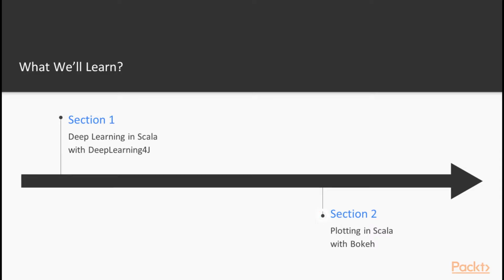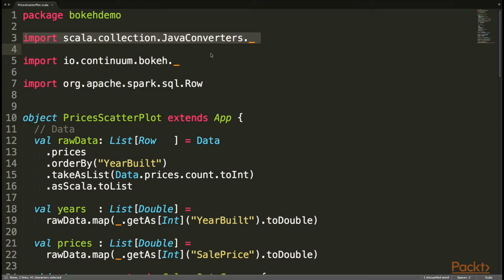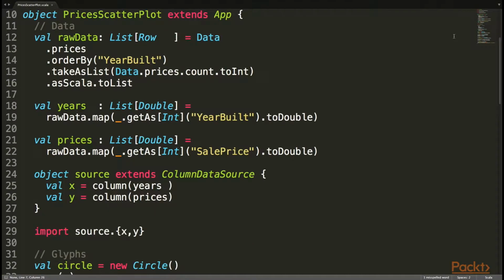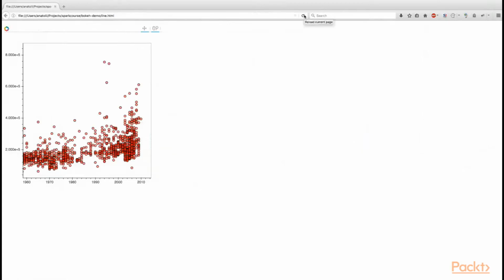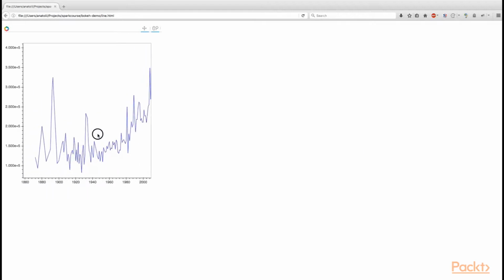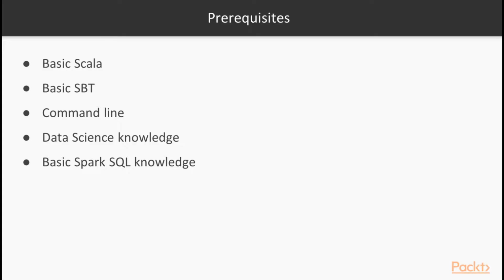The second section deals with the library called Bokeh. Originally, it is a Python library for plotting, but it has Scala bindings so that it is possible to use it from Scala projects. The library is very advanced and flexible and allows you to construct pretty much a lot of plots that you like, and it greatly extends your capabilities for plotting compared to the Spark Notebook built-in capabilities and widgets. This course has certain prerequisites.